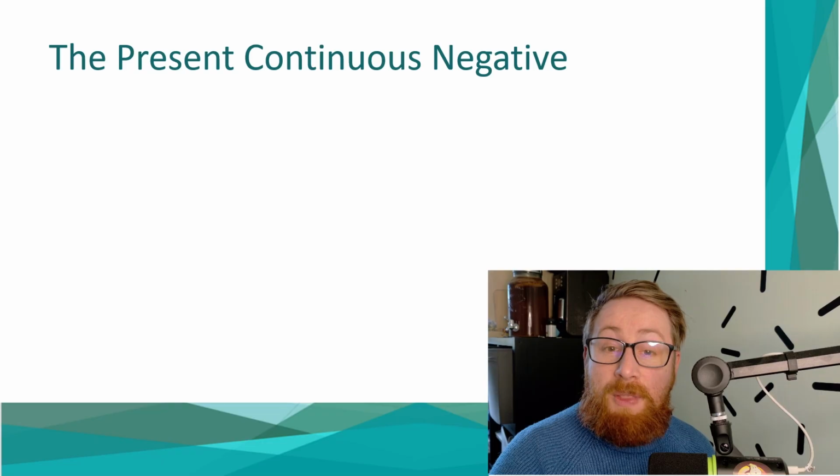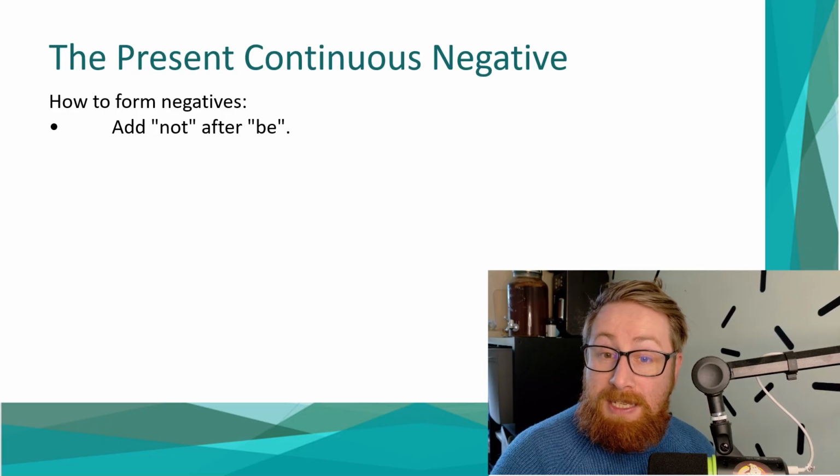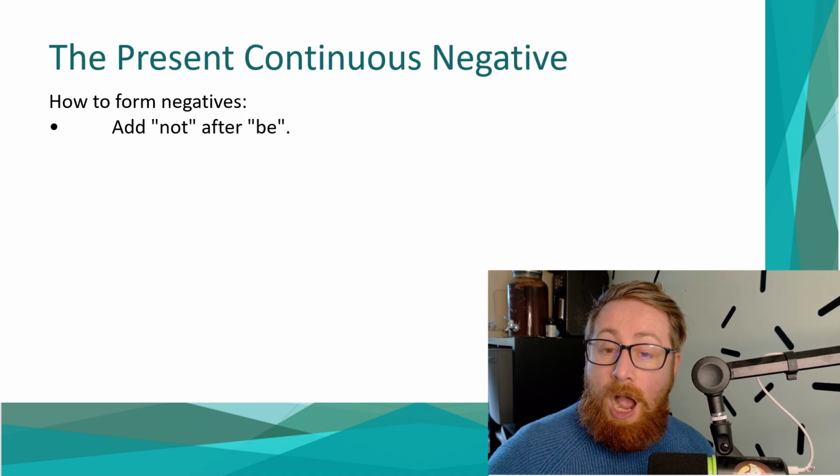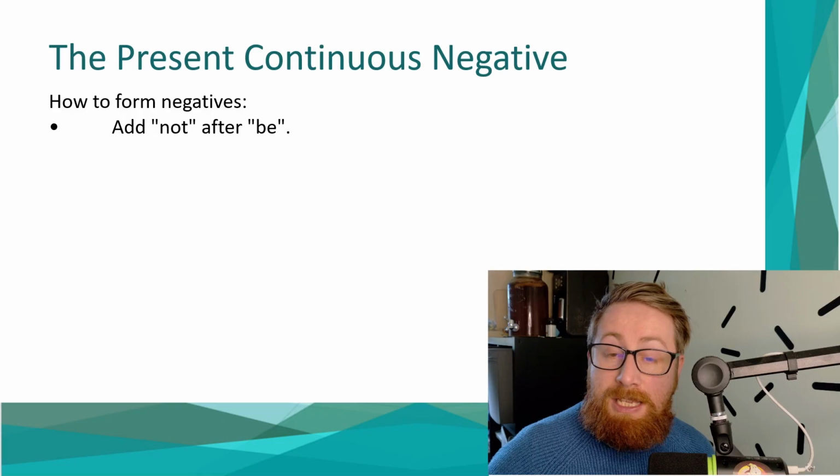Present continuous with negative. So this is how you can say something is not happening right now. So to form the negative in present continuous, the structure is subject plus be, so am, is, or are, plus the verb ing. To make the negative, we do something very simple. We add not after be. So I am not, she is not, they are not.